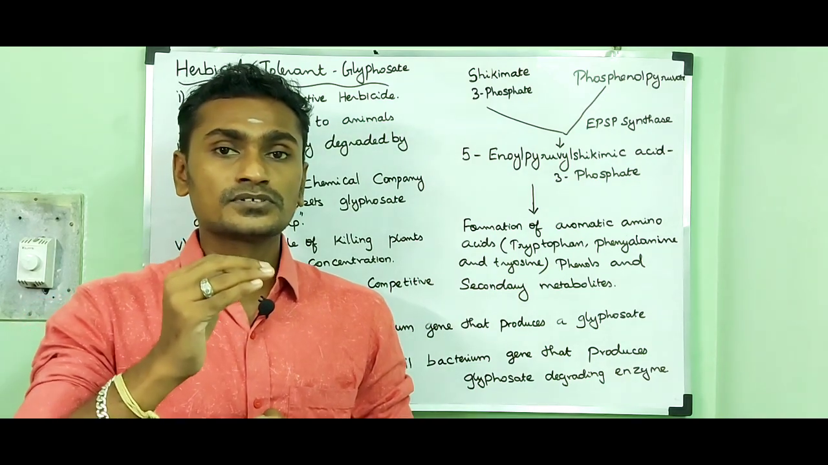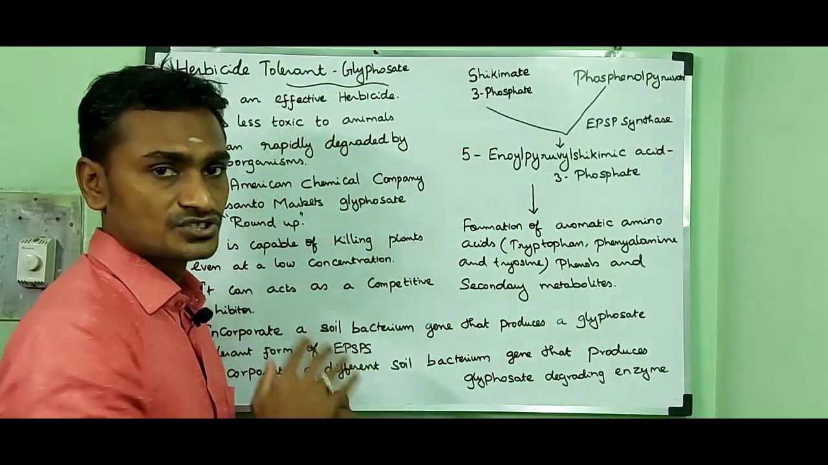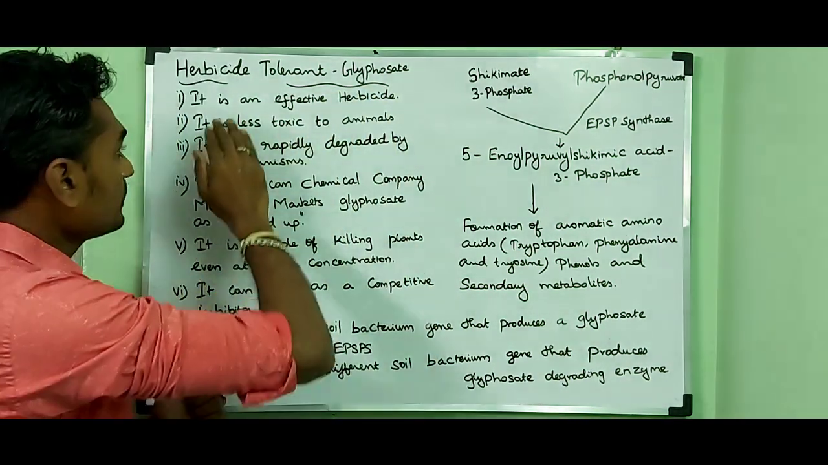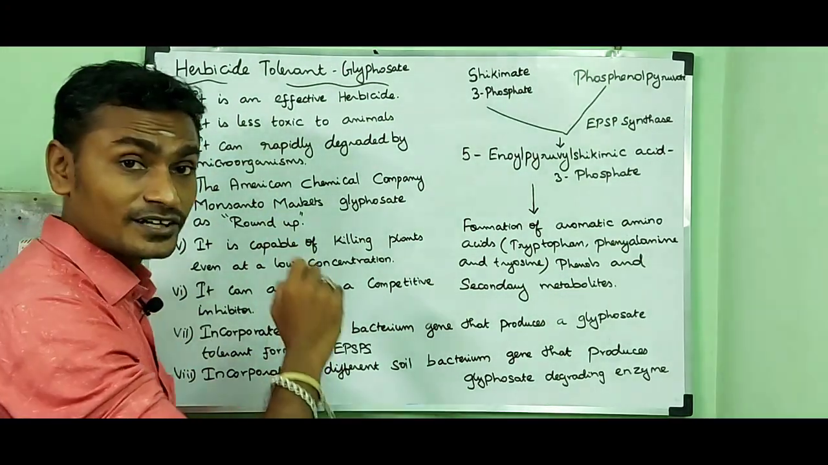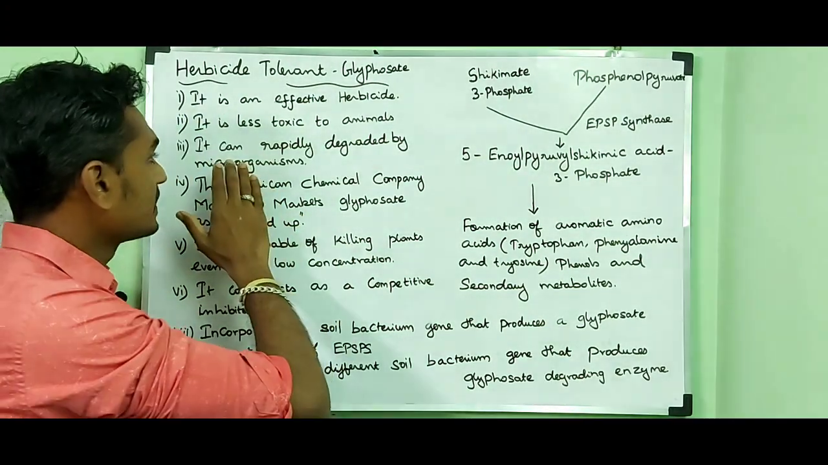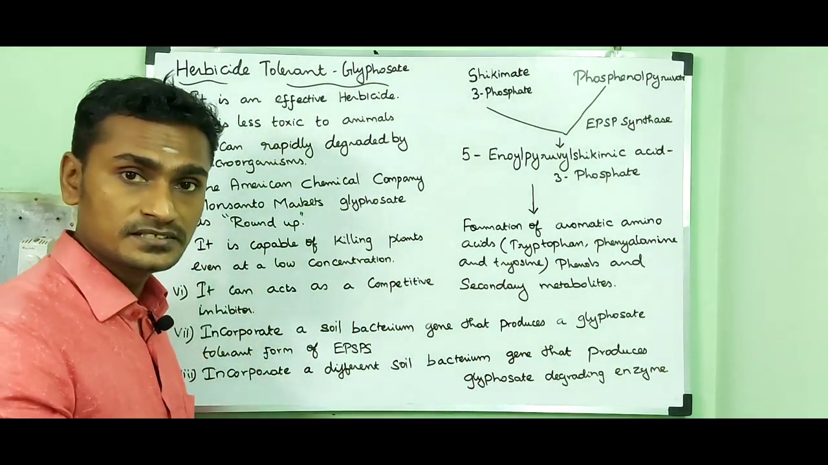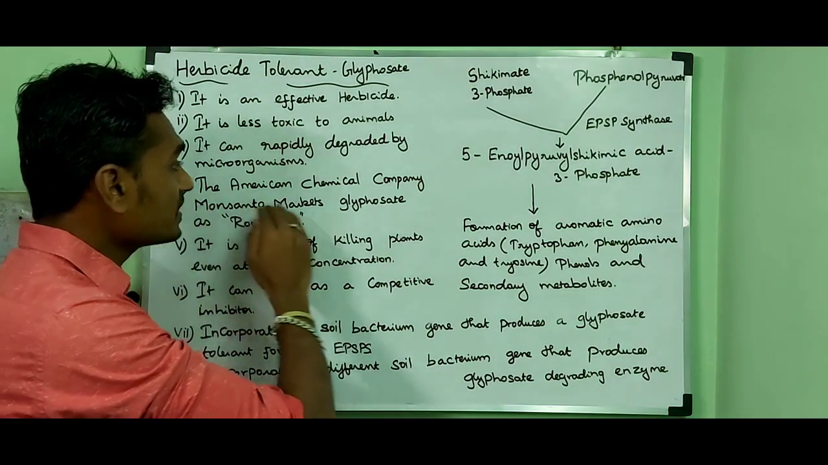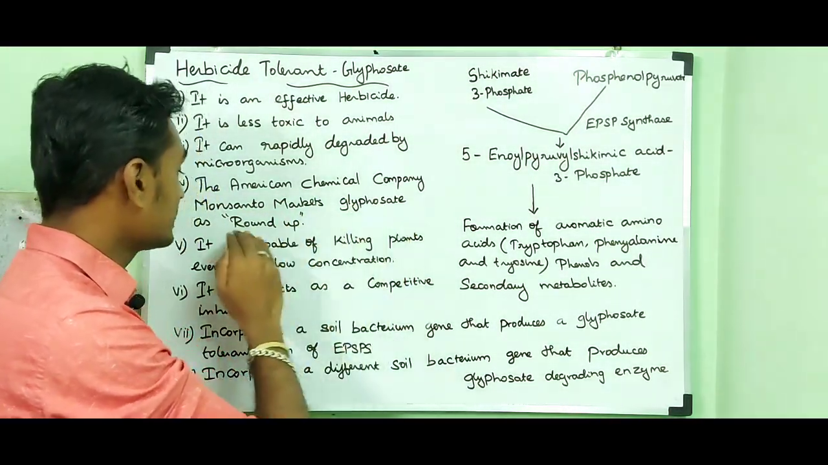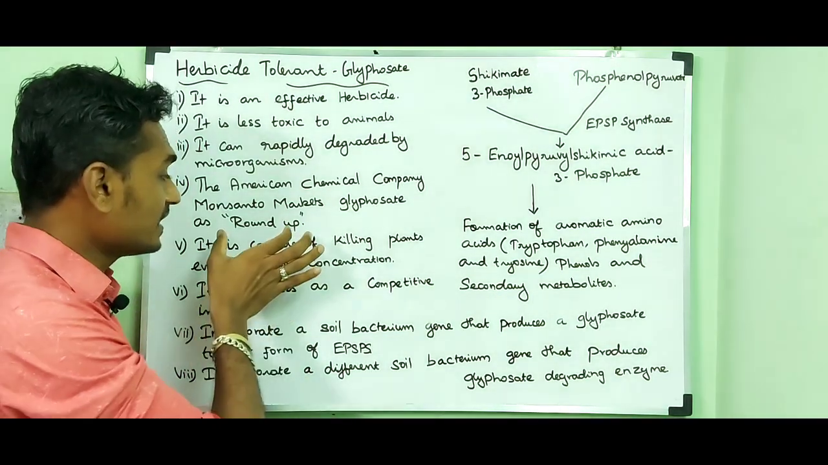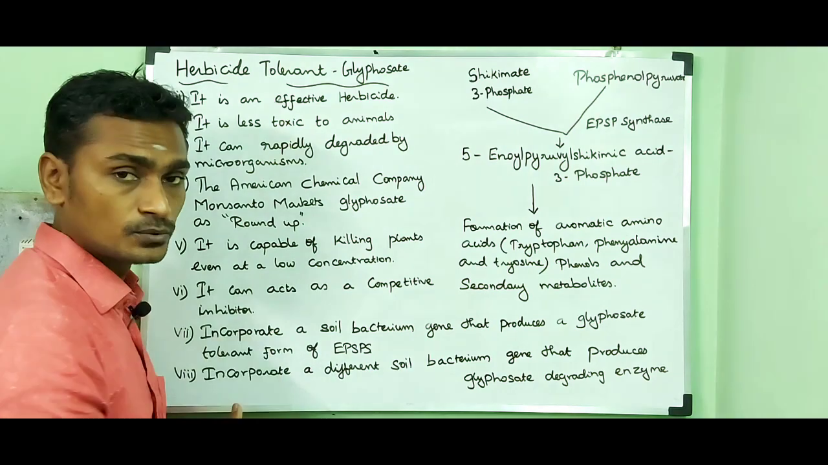First, I am going to give you a brief introduction about the herbicide glyphosate. Glyphosate is an effective herbicide. It is less toxic to animals. It is rapidly degraded by microorganisms present in the soil. The American chemical company Monsanto markets glyphosate as Roundup. So the trade name for glyphosate is Roundup.